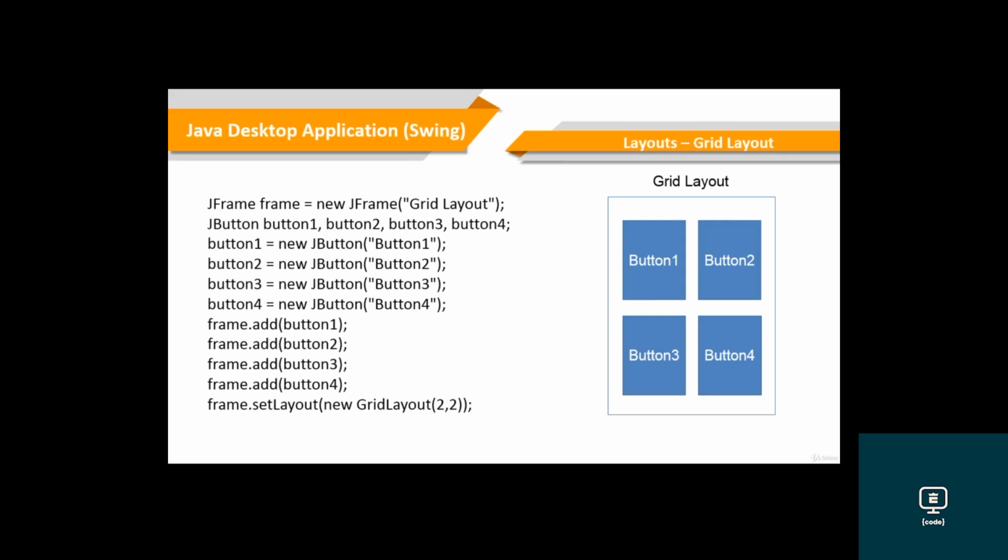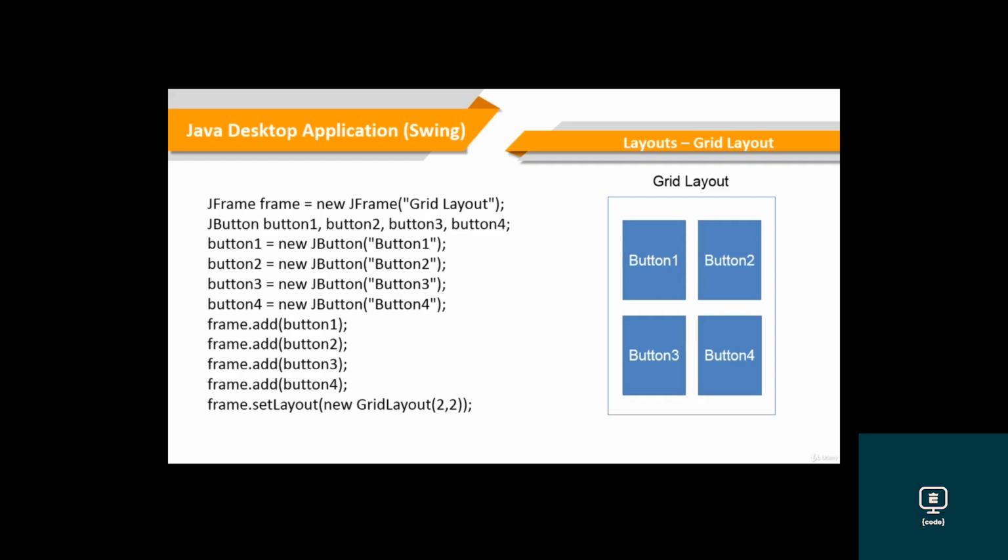So the grid layout arranges components in a rectangular grid. It arranges components in cells, and then each cell has the same size. So components are placed in columns and rows, and the container is divided into equally sized rectangles. So one component is placed in each rectangle. There's a beautiful simplicity about this, right?